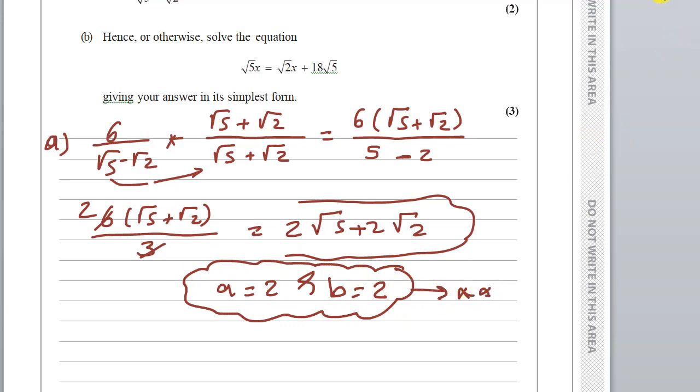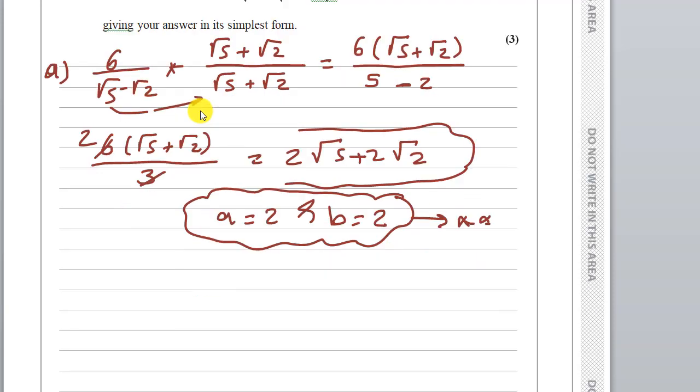Let us go ahead to the second part. Hence, or otherwise, solve the equation square root of 5 x equals square root of 2 x plus 18 square root of 5, giving your answer in its simplest form. So let us start to solve this part B. We have square root of 5 multiplied by x equals square root of 2 multiplied by x plus 18 square root of 5. So let us bring the x to this side.